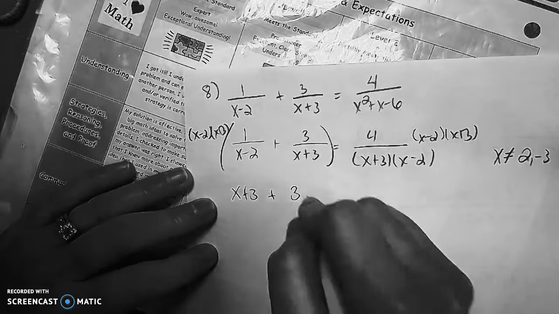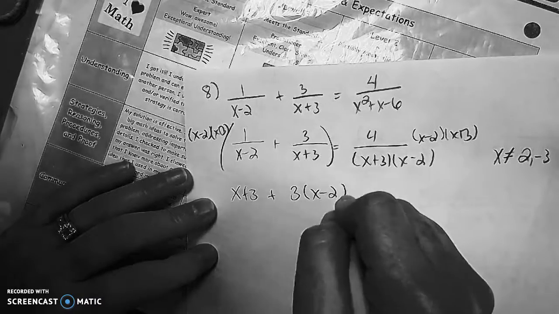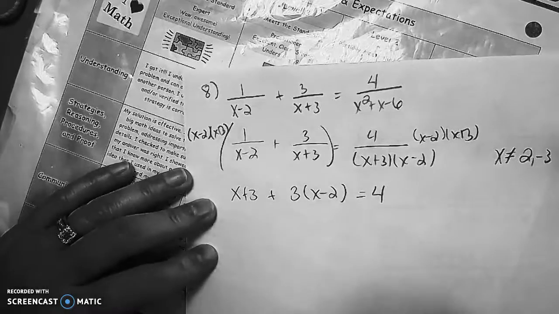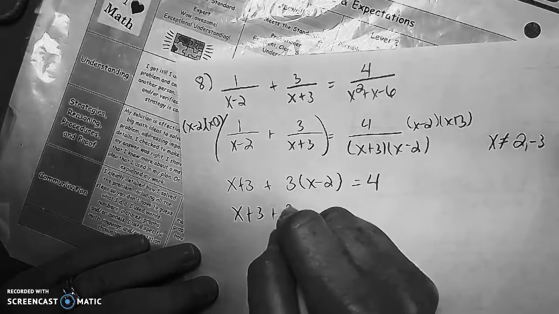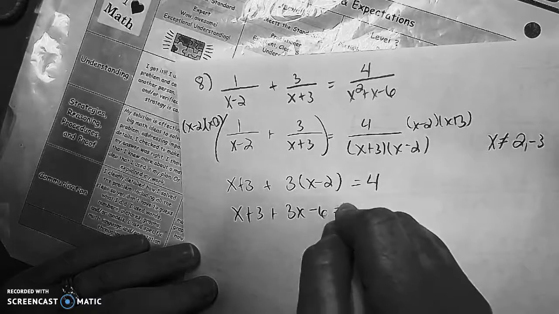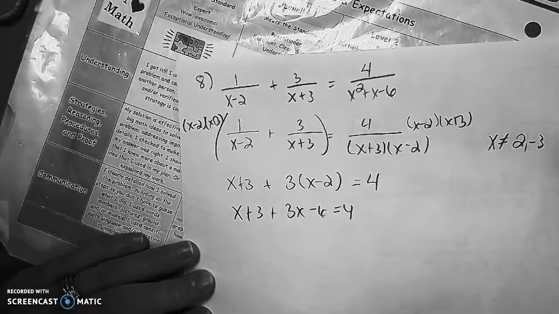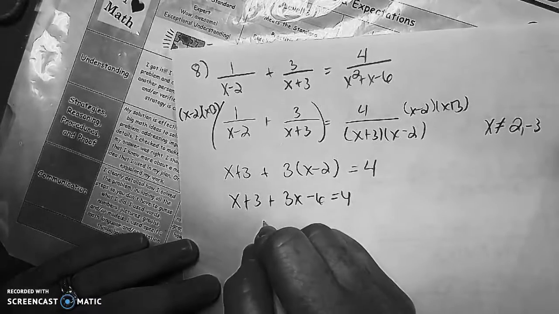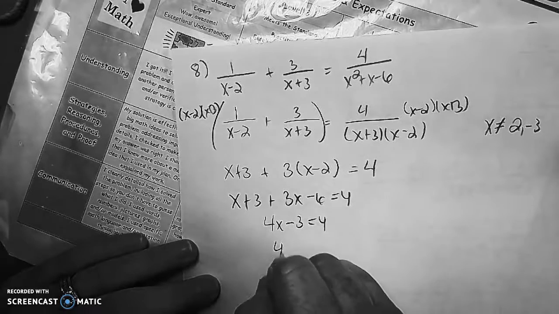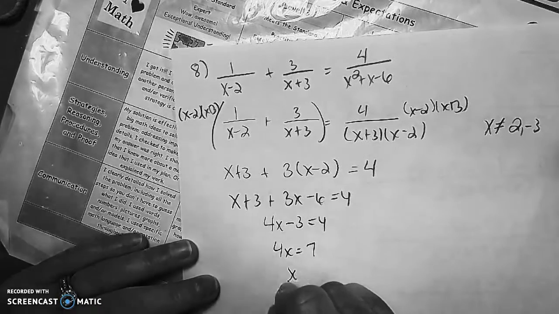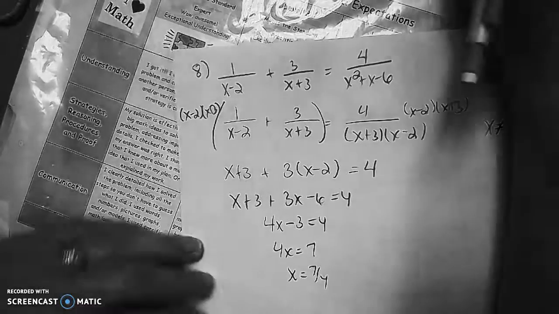In my second fraction, I'll be left with 3 times x minus 2. And on the right-hand side, I'll simply be left with 4. That means I'll have x plus 3 plus 3x minus 6 equals 4, which is a linear equation. X plus 3x is 4x. Minus 3 will equal 4. 4x will equal 7, so x will equal 7/4.